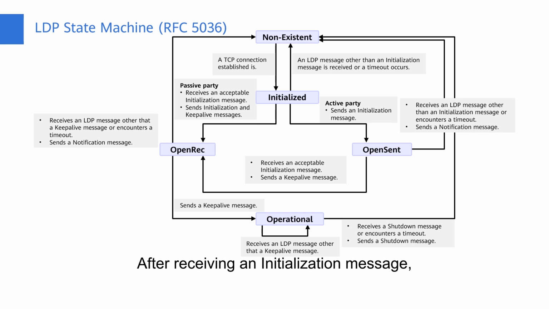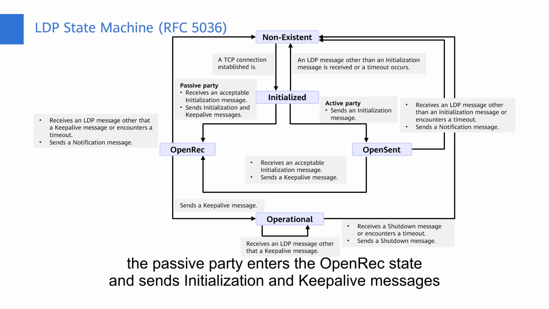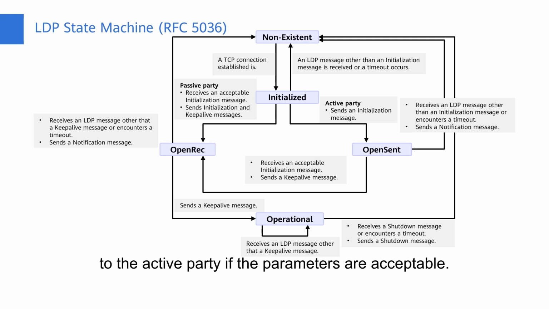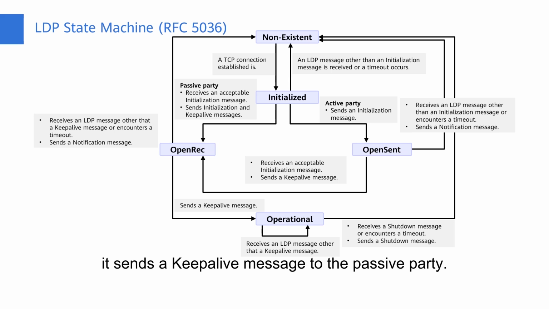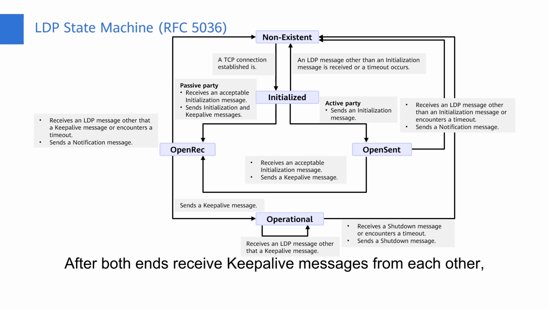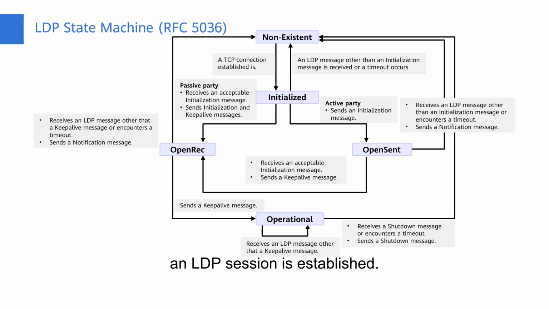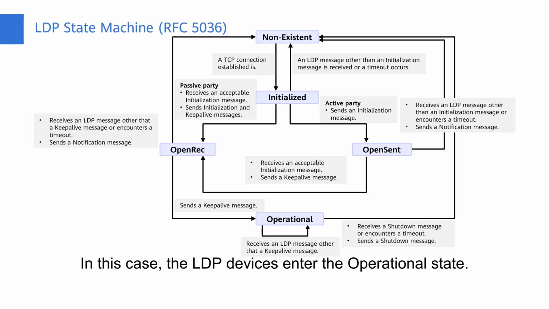After receiving an initialization message, the passive party enters the open rec state and sends initialization and keepalive messages to the active party if the parameters are acceptable. If the active party accepts the parameters in the received initialization message, it sends a keepalive message to the passive party. After both ends receive keepalive messages from each other, an LDP session is established. In this case, the LDP devices enter the operational state.